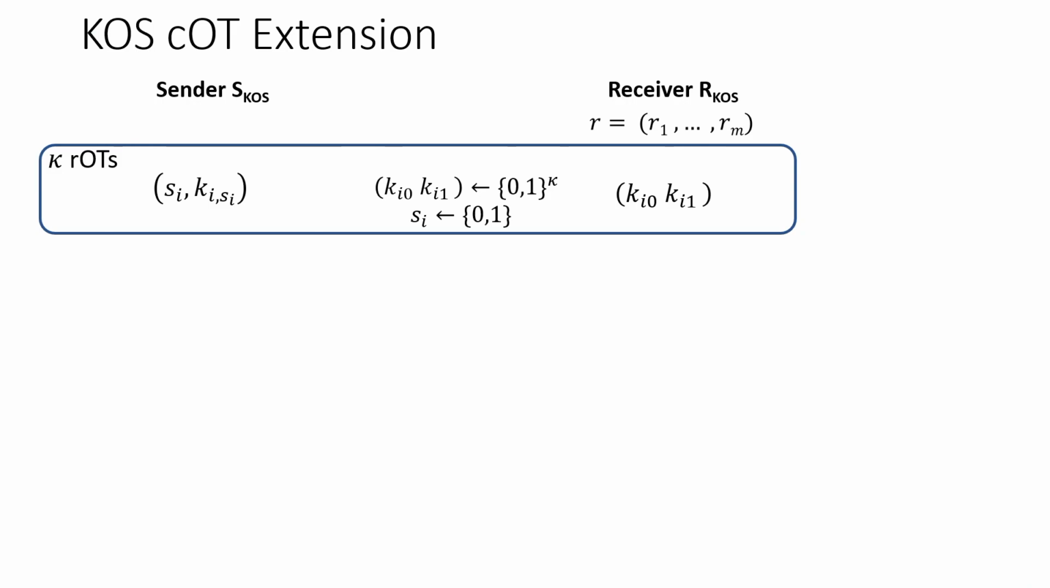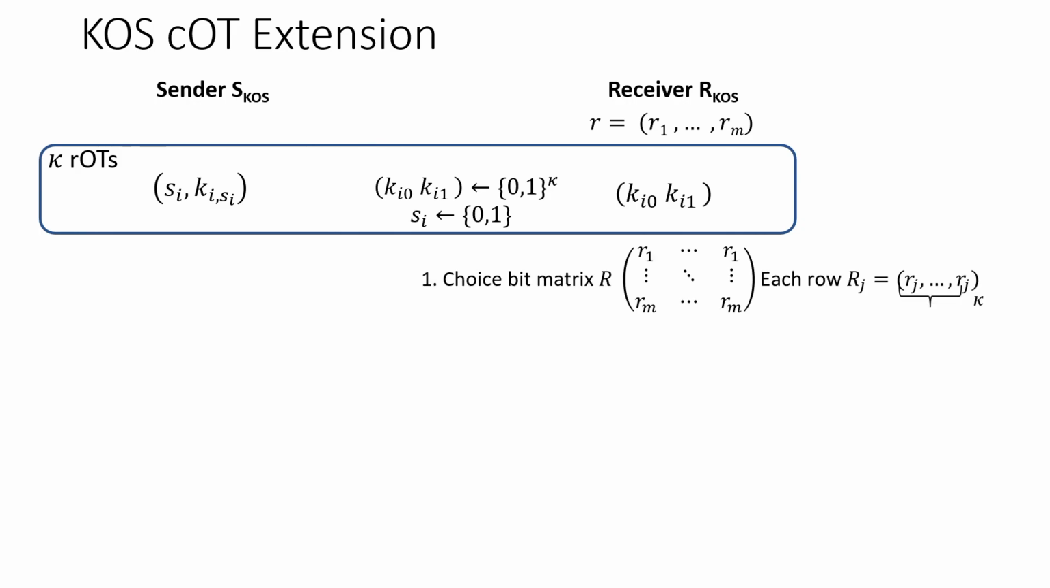At the end of this step, the KOS sender receives a secret and a choice bit. So in this step, the base OT functionality is going to sample two secrets K0 and K1 for every ith base OT, and a random bit S for every ith OT. And the receiver receives the two secrets K0, K1, and the KOS sender receives the bit S together with the Sth secret.